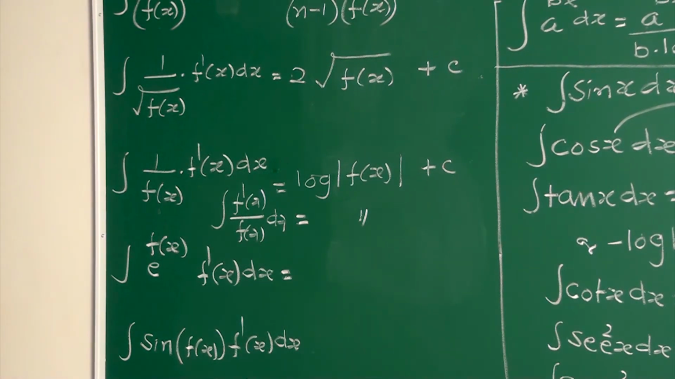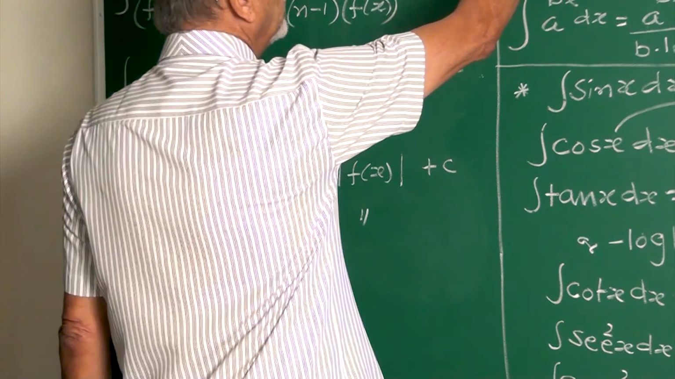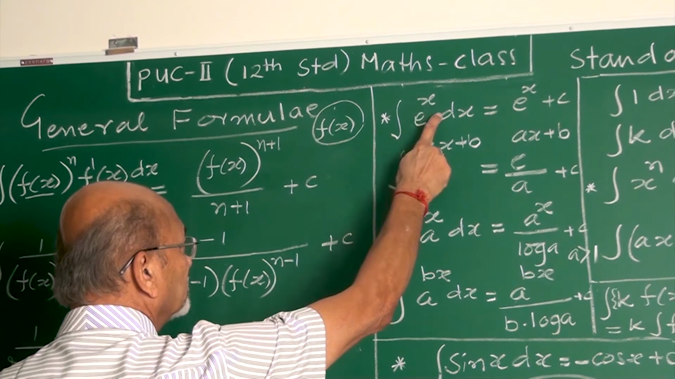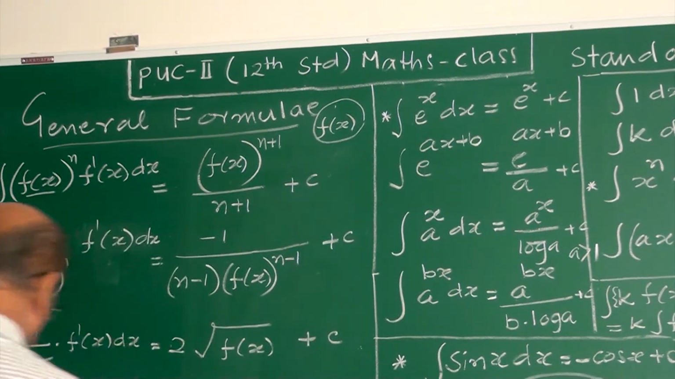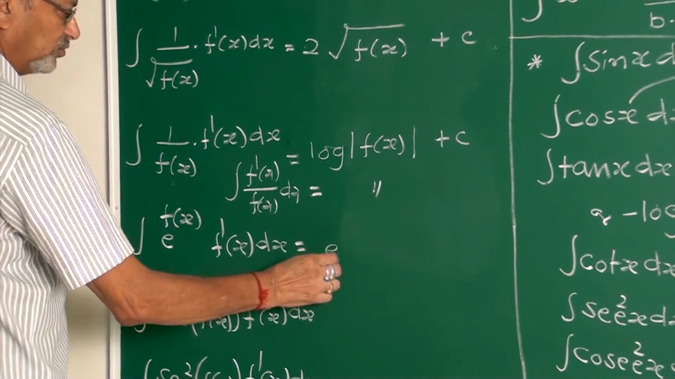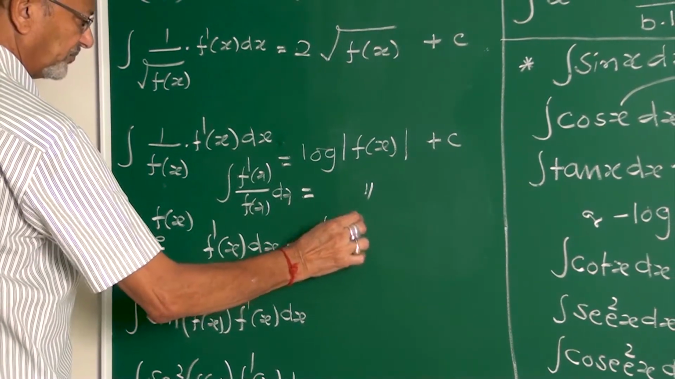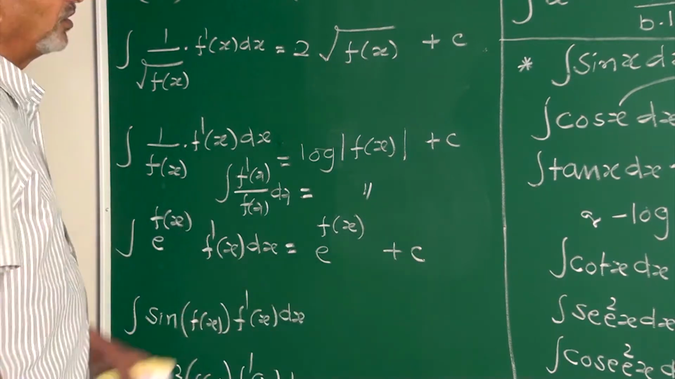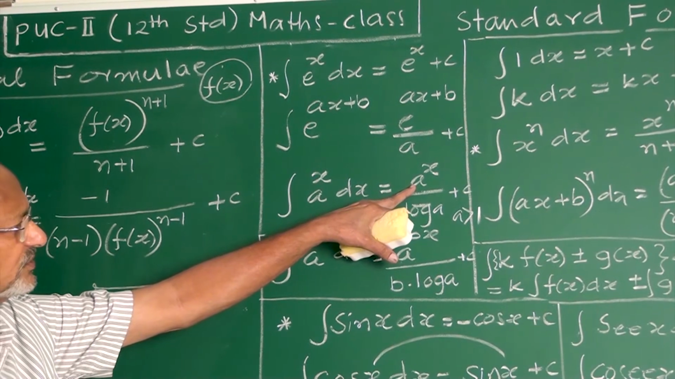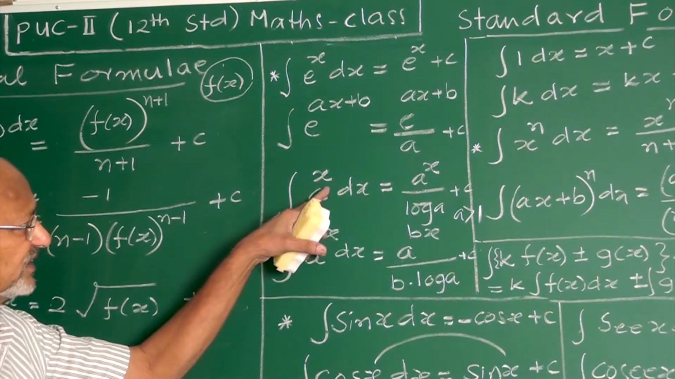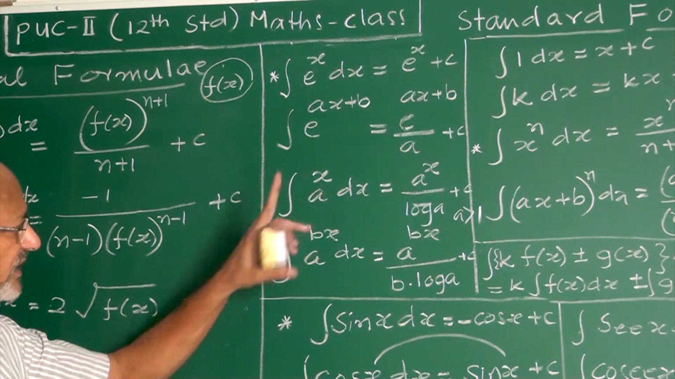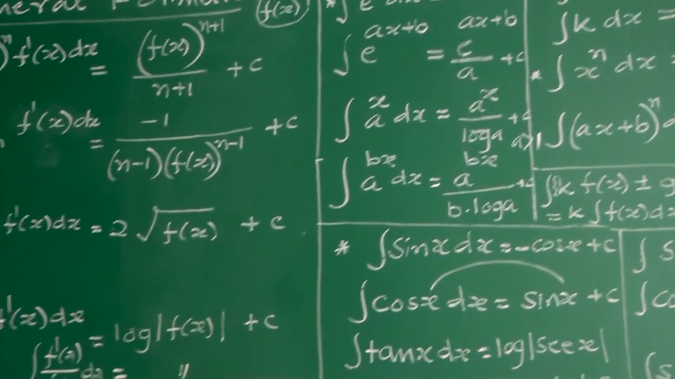Log mod f(x). Next is this. Integral of e to the power x is e to the power x. If the power is other than x, f(x), it needs its derivative. It is integral e to the power f(x) into f'(x) is what? e to the power f(x) plus c. All these follow. If it is a to the power f(x), f'(x) is needed: a to the power f(x) upon log a. Here e to the power f into f'.